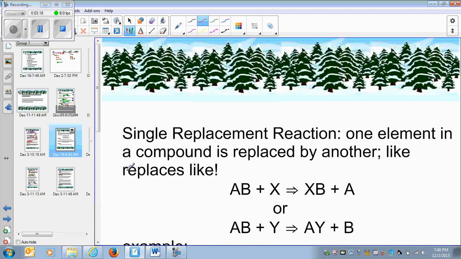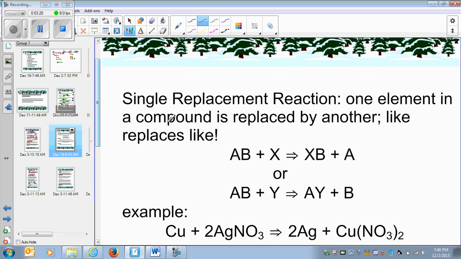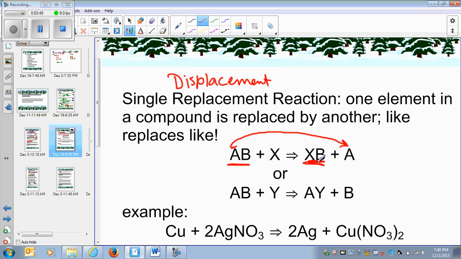The other type of chemical reaction is called single replacement. In some places you will see replacement, some books will say displacement. It is the same thing. In a single replacement reaction, one element is replaced by another element. So I have compound AB and I react it with X. You will see that in the products, A is kicked out, and X makes the bond with B.